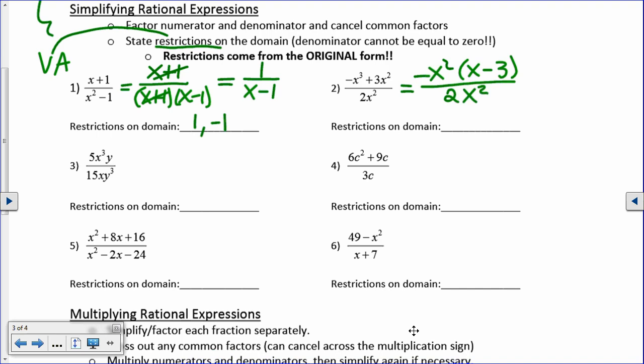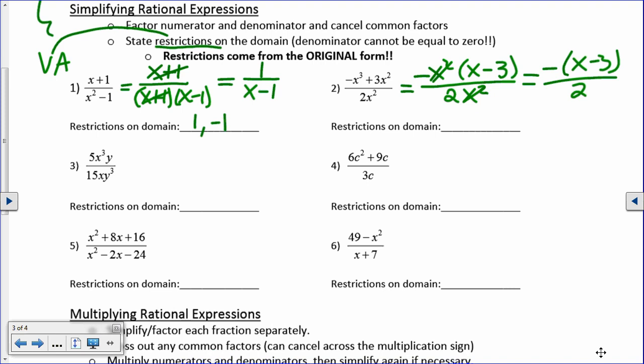So now that I've pulled out the GCF on the top, what do you guys notice? Is there anything in common top bottom? X squared. So I can cancel out an x squared from both the top and the bottom, leaving me with negative x minus 3 over 2. You can cancel out monomials, binomials, leading coefficients, anything that they have in common, you would cancel them out.